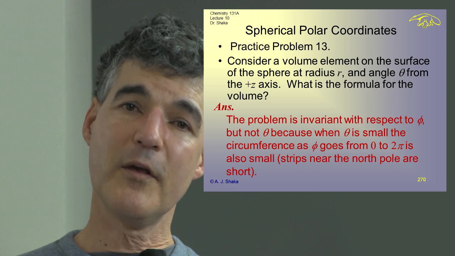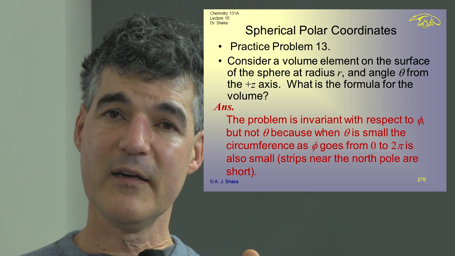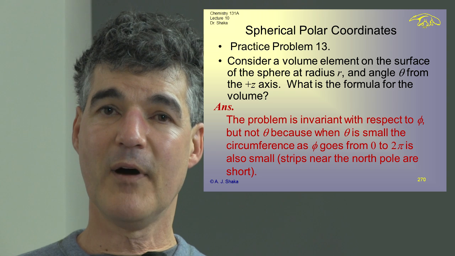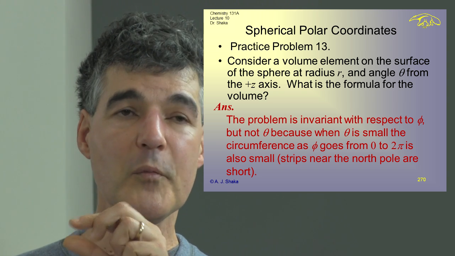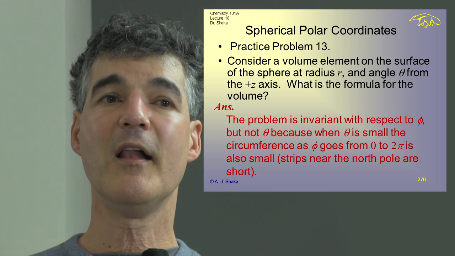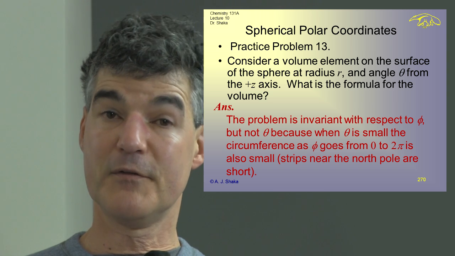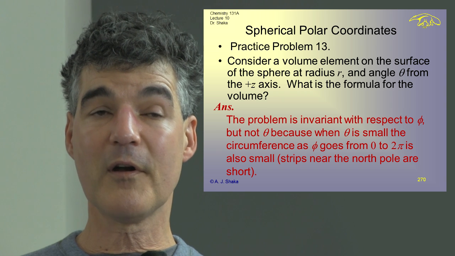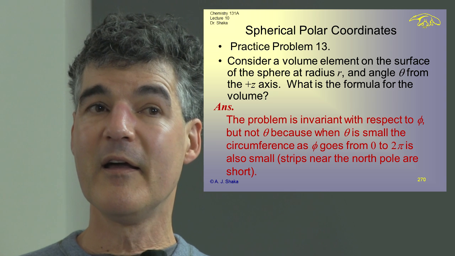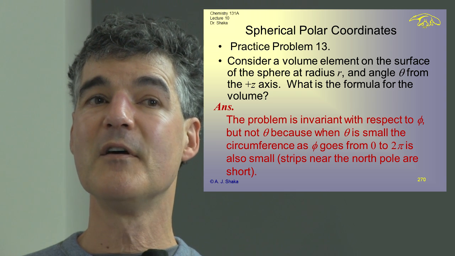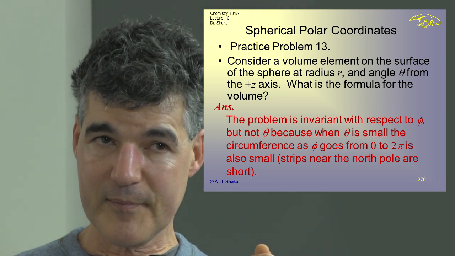Let's consider a volume element, dV equals dx dy dz. In Cartesian coordinates, it's a little cube. What's the volume element for spherical polar coordinates? So let's take a radius r, angle theta from the z-axis. What's the formula for the volume?